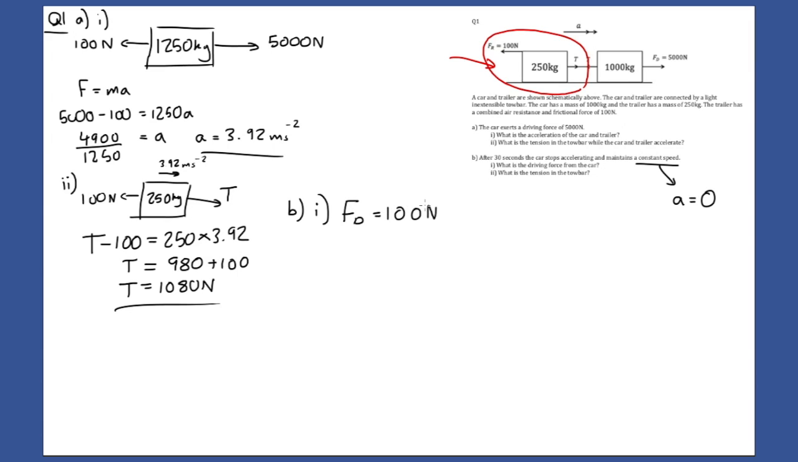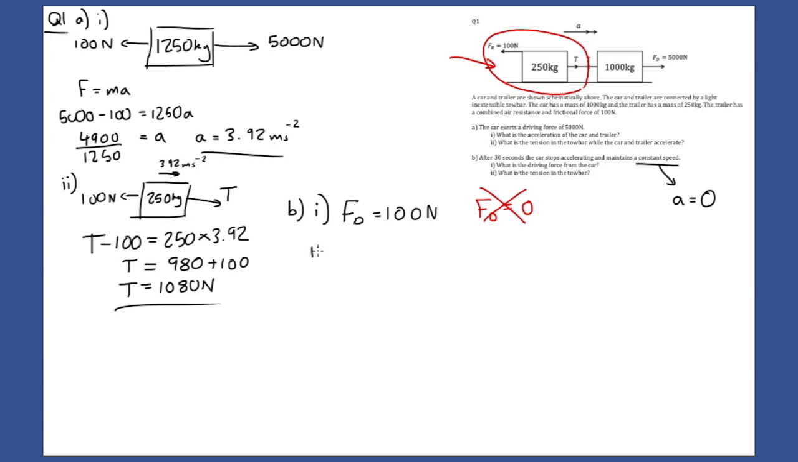Hopefully that makes sense. The big misconception is that the driving force is now 0. That's wrong. If that was true, then the whole thing would be decelerating as a result of this resistive force here being greater than the driving force. Okay, so the forces must balance for it to be at a constant speed.